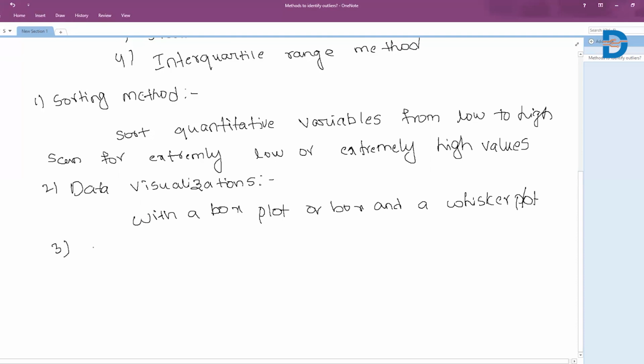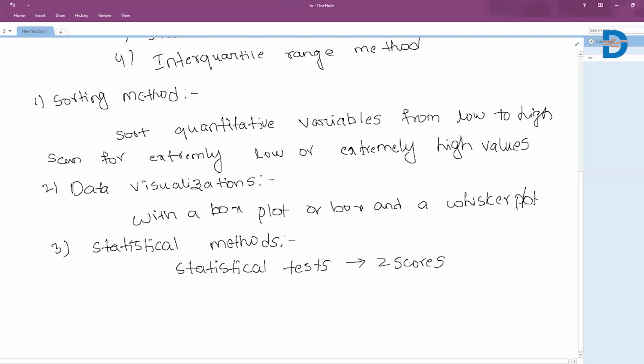And the third one is statistical outlier detection. Statistical outlier detection involves applying statistical tests. Here we perform Z scores, right? From the Z scores we can identify the outliers. So this is the third method.